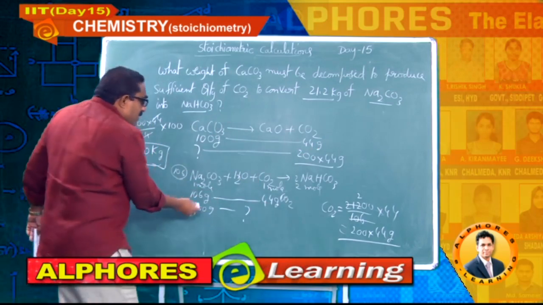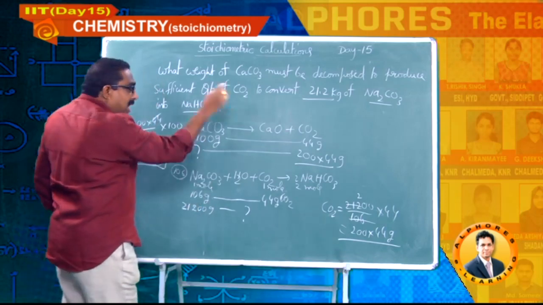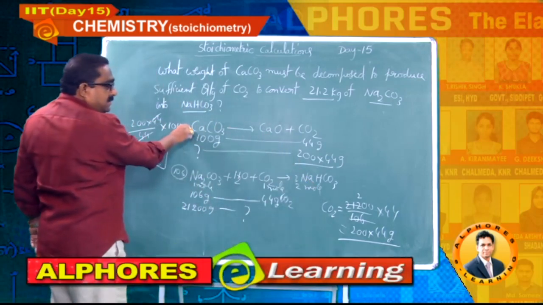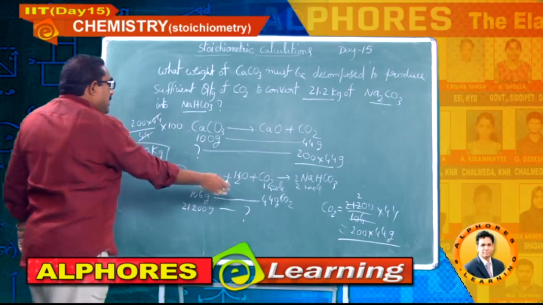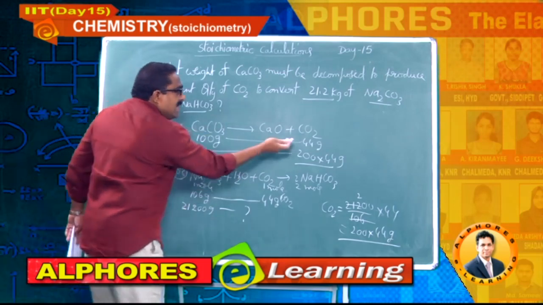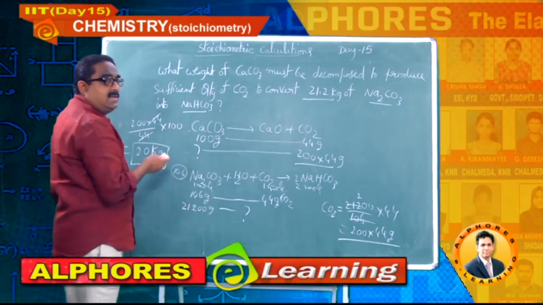So from this data I have calculated this data, or you may be given this data and you can calculate that. Any data based on that. It is a sequential reaction. The carbon dioxide required here should come from the first reaction. So from this data I have estimated this.